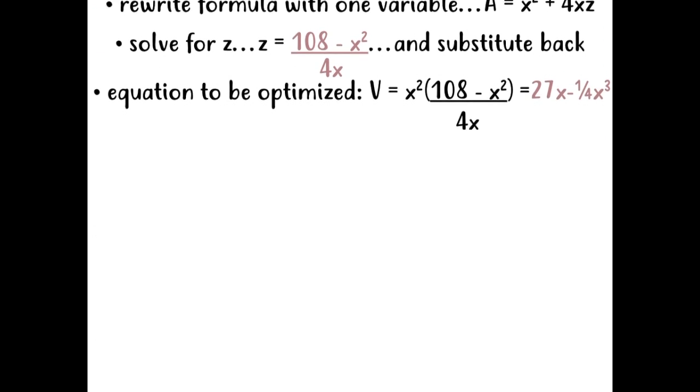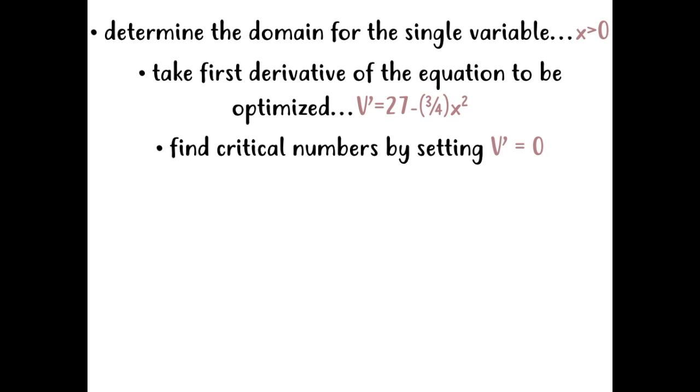Next, we are to determine the domain for the single variable. In this case, x will be greater than 0. This is because if one of the sides was equal to 0, then there would be no volume. Now, we take the first derivative of the equation to be optimized. In this case, v prime is going to be equal to 27 minus 3/4 x squared. Now we can find the critical numbers by setting v prime equal to 0.